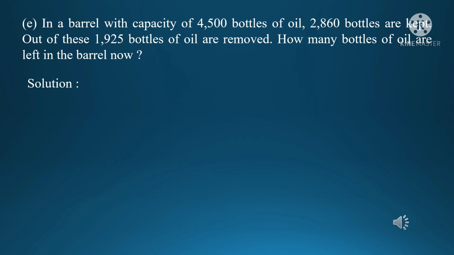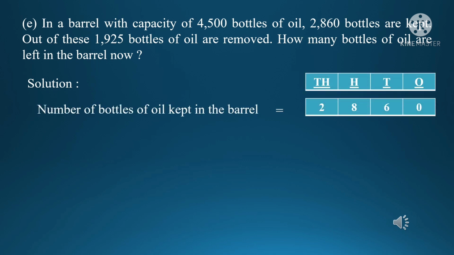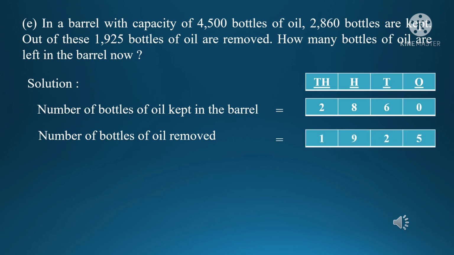So you can see it is simply written that 2860 bottles are kept in a barrel. So how many bottles are removed? That is 1925. So how many bottles of oil are left? We just have to subtract this one. So you see that it is what?